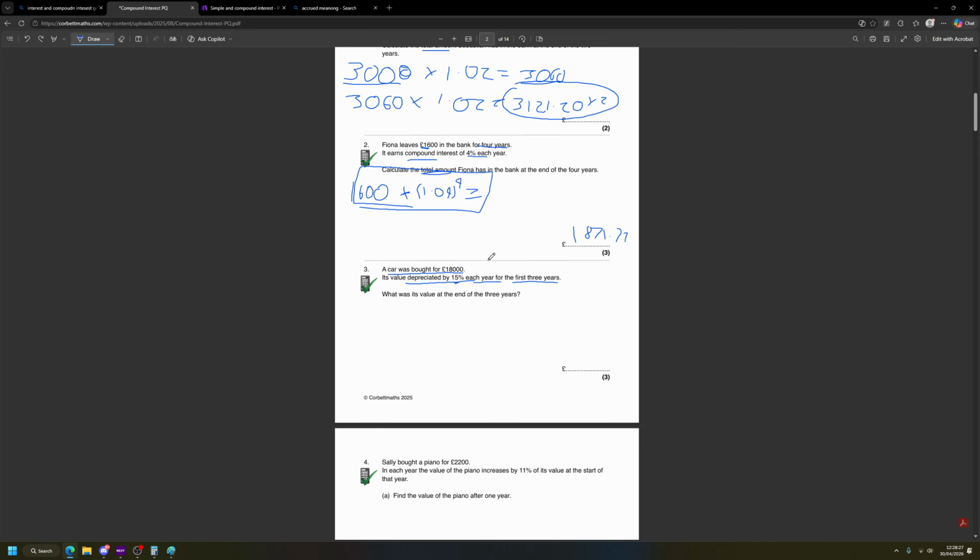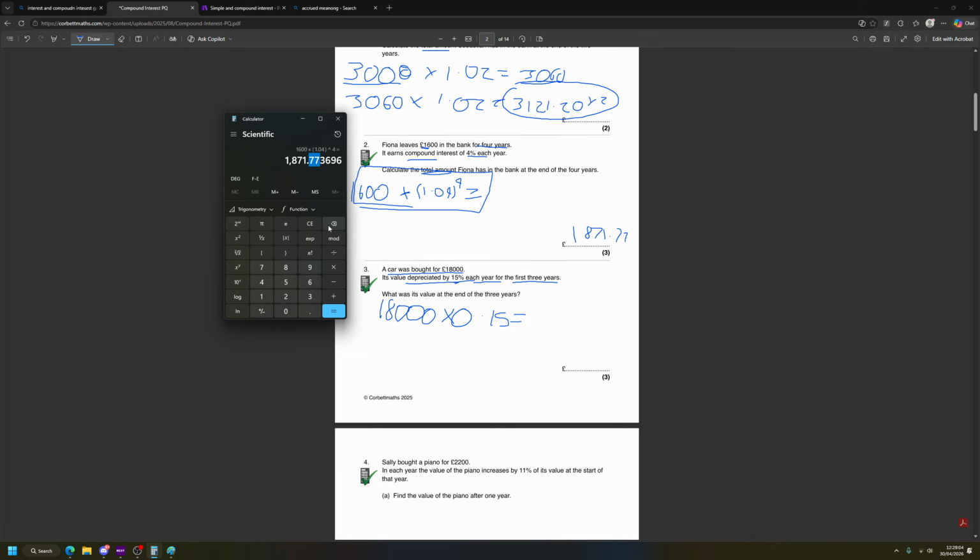I probably confused you there. So the original amount is 18,000. We're working out how much it'll be after 3 years because it's depreciating by 15% each year. Now, the easiest way to handle this, because it's simple interest, I assume, is to work out the depreciation value itself. And the best way to do that is to multiply this number by its multiplier 0.15, which is 15%.